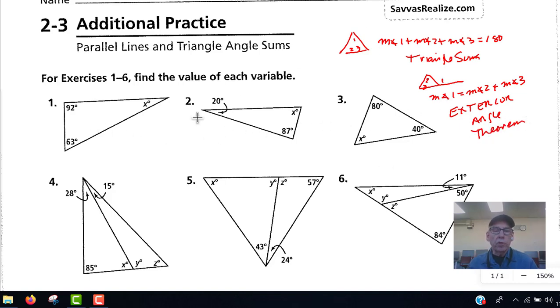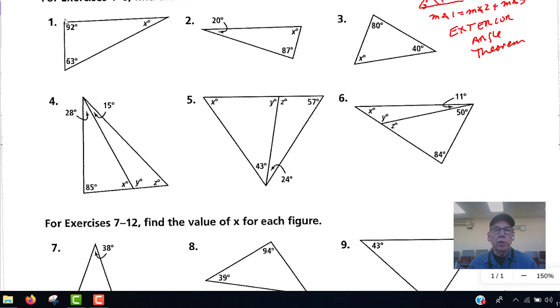Okay, so let's see what we need to do with these. So in number 1, these three angles need to add up to 180 degrees. So you have a 92 and a 63 plus x has to equal 180. Combining like terms, this gives us 155 plus x equals 180. Take 155 away from both sides, we get 25 degrees for x. So x is equal to 25.